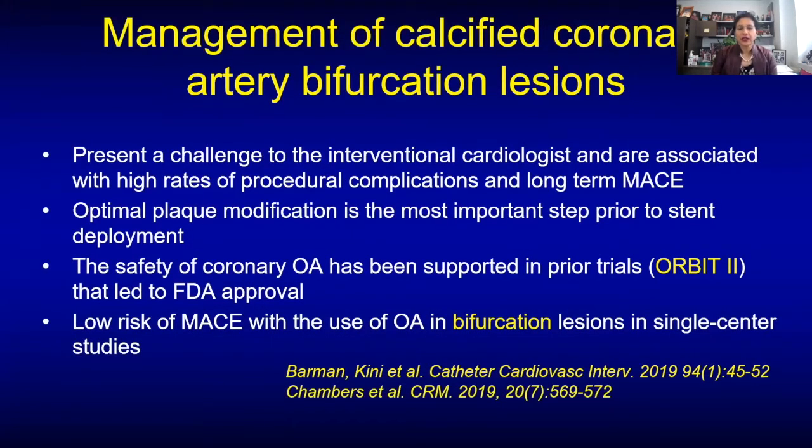Management of bifurcation lesions presents a challenge to interventional cardiologists and is associated with a high rate of procedural complications and long-term MACE. Optimal plaque modification is the most important step prior to stent deployment in calcific lesions. Safety of coronary orbital atherectomy has been supported by the previous ORBIT trial that led to FDA approval. Low risk of MACE with the use of OA in bifurcation lesions has been shown by us in a single center study.